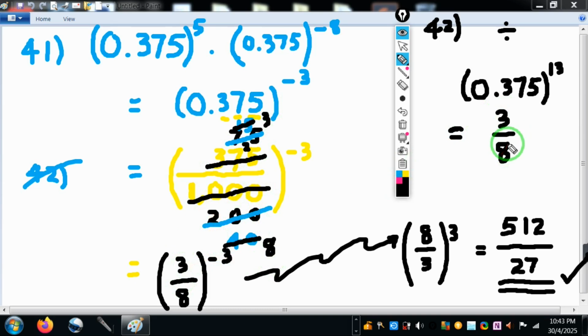Teacher, what is 3 to the power of 13? No need to know. Sir, what is 8 to the power of 13? Also no need to know. Just put it like this and then please, not 1. Extends until here.